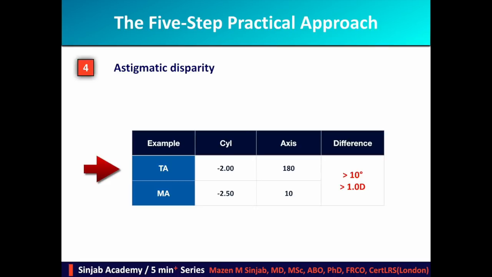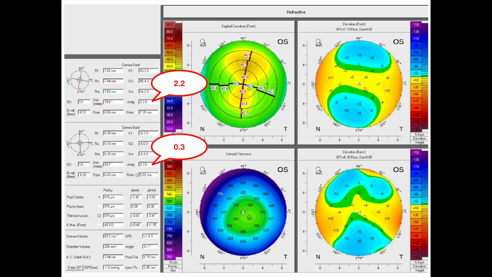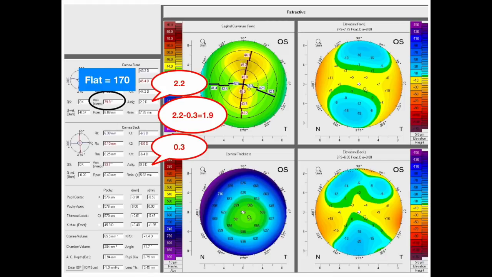Now, regarding the topographical astigmatism, in case we don't have an access to the total corneal refractive power, which gives the real and true corneal astigmatism, then we have to depend very roughly on the amount of astigmatism on the anterior and posterior corneal surfaces, as in this example. We deduct the amount of astigmatism of the posterior surface from that of the anterior surface. In this case, we have 1.9 diopters of corneal astigmatism. It should be a flat axis, but here, as you see, it is displayed in steep axis, so we have to calculate the flat axis, which is almost 170.